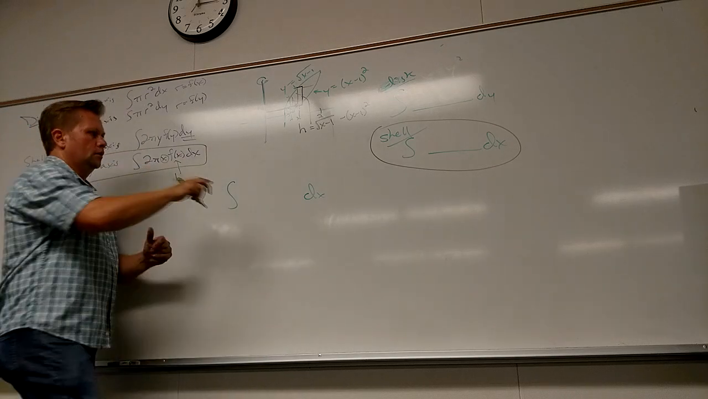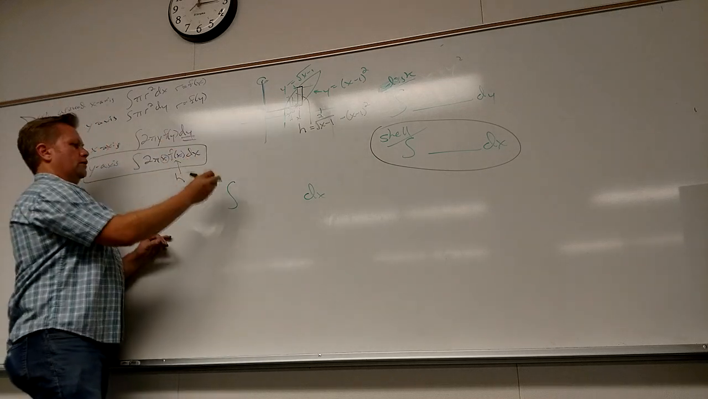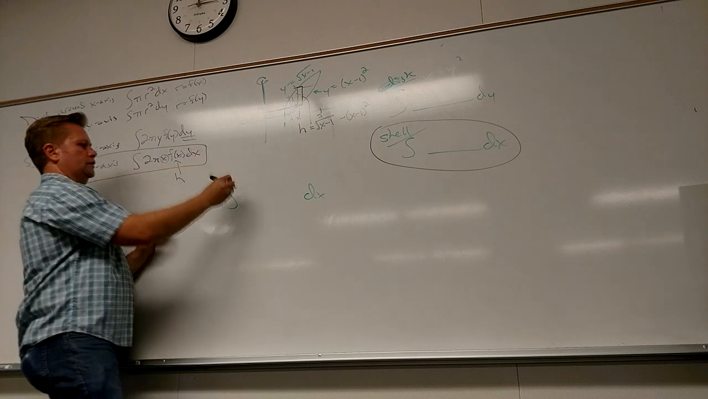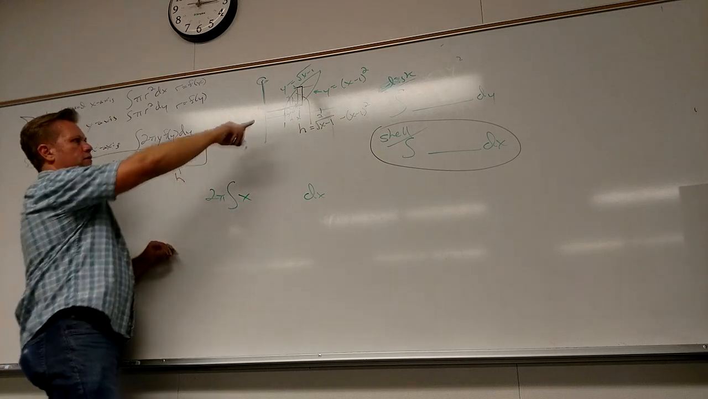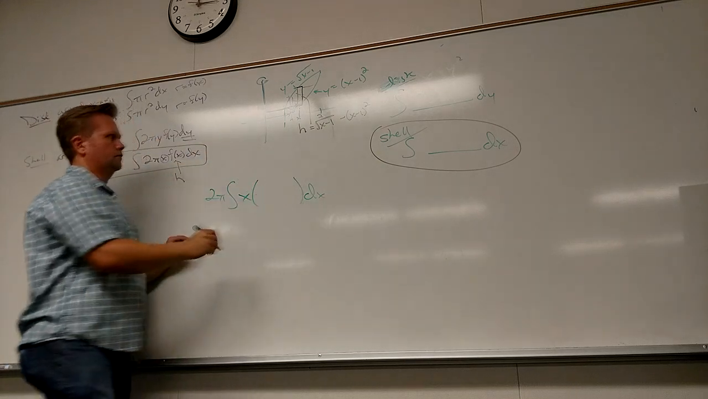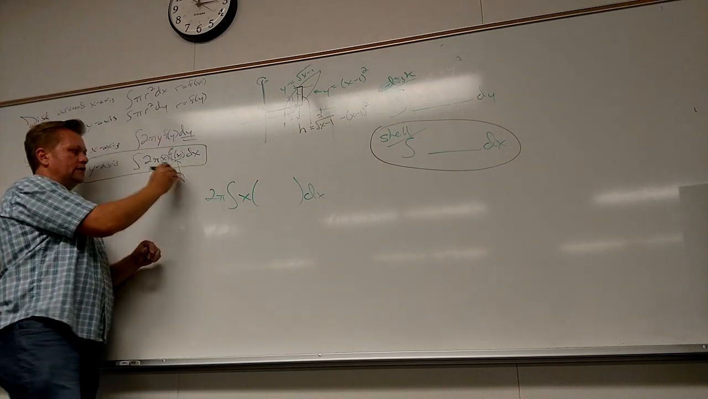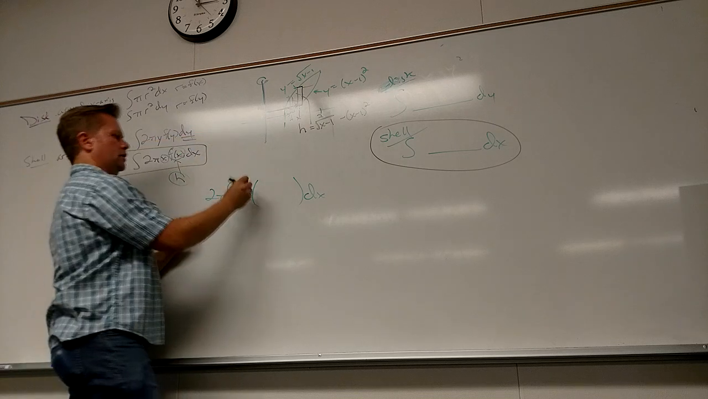All right, so what do we got? Let me pull the 2 pi out here. There's my x times f of x. And what did we say the height was? And actually it's not f of x, but it's the height in general. So it's not going to be this business here.